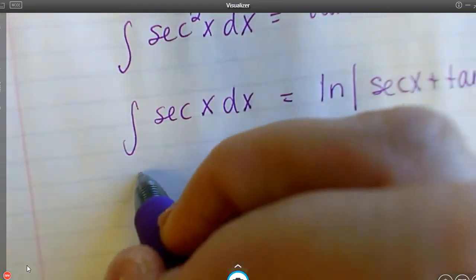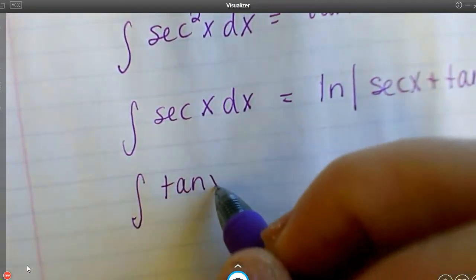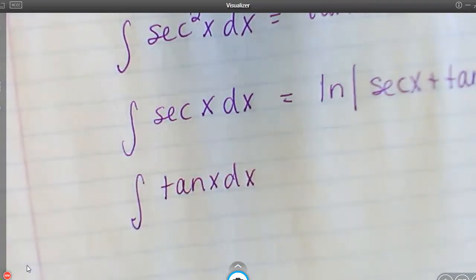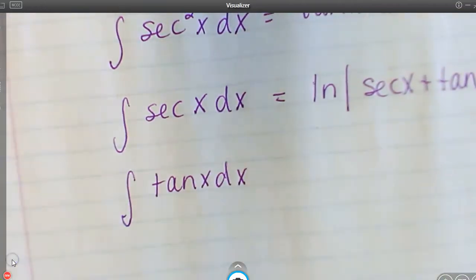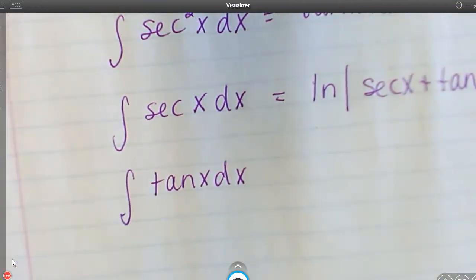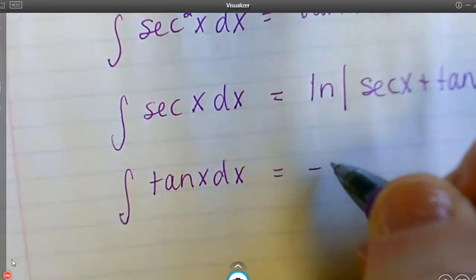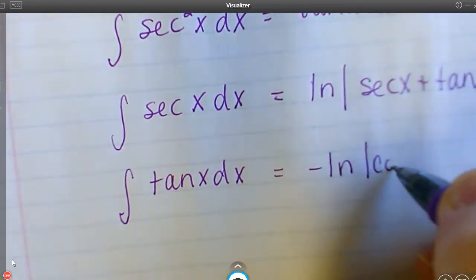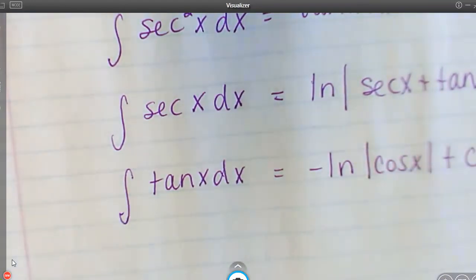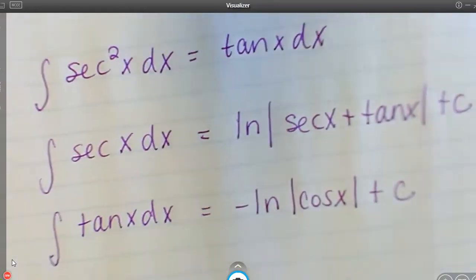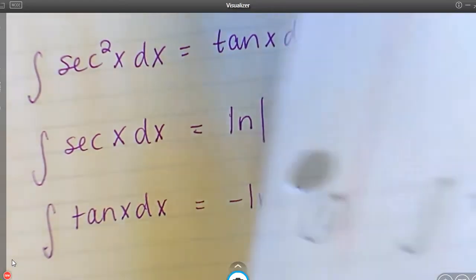And then there's another rule, the integral of tangent of x. Again, if you change it to sine over cosine and then use substitution, you would get negative natural log of cosine of x plus c. So these are three rules that you need to know, and I want to do just a couple problems to show you how to use those three rules to find the antiderivatives.